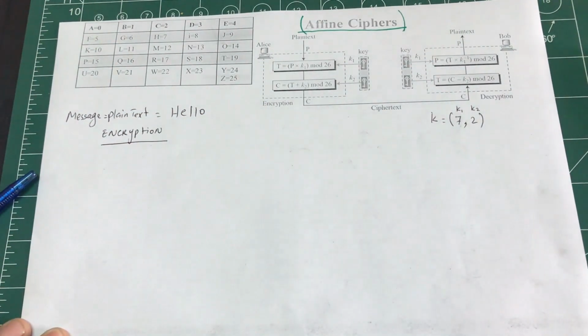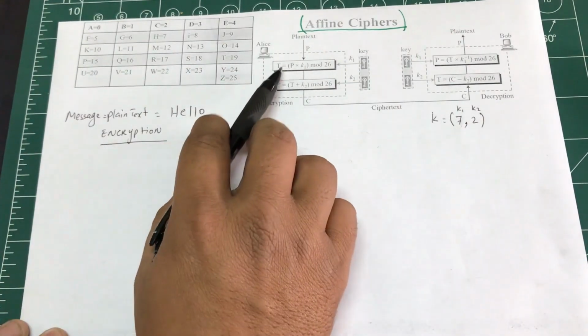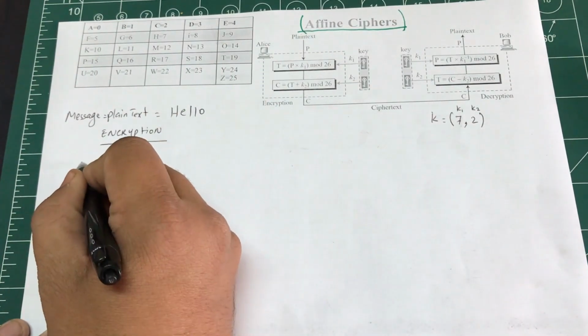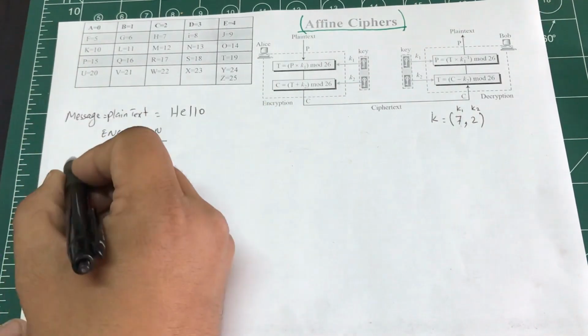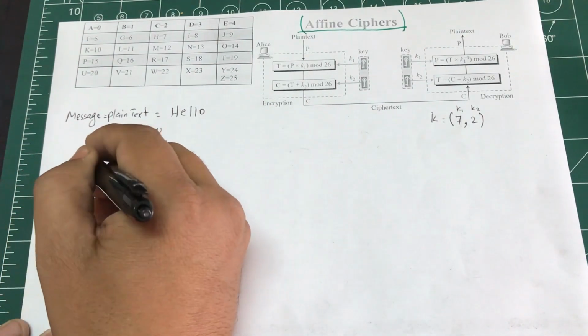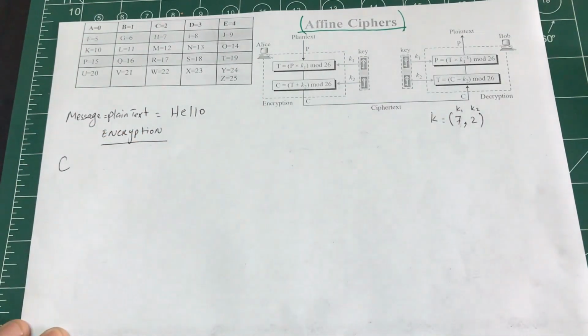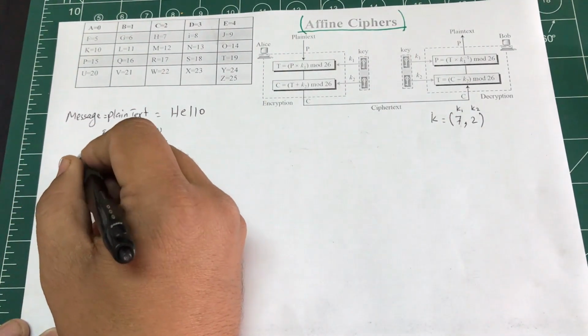I'm going to try to make this video short, so I will just do a couple of steps, and then you will learn how to do it. The first thing I have to do is take my plain text and define the values. Then here's my ciphertext for each.